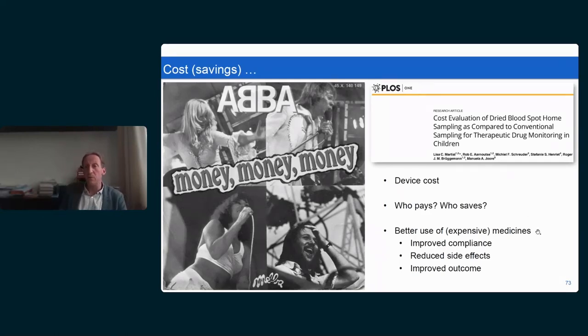And very importantly, even perhaps more important, microsampling at home and getting better insight into the levels of medicines in patients may actually lead to better use of medicines that work.